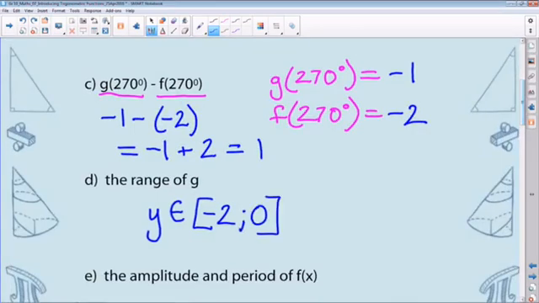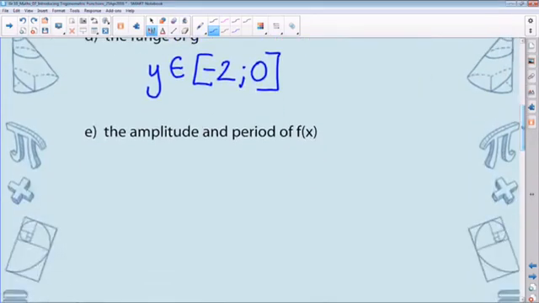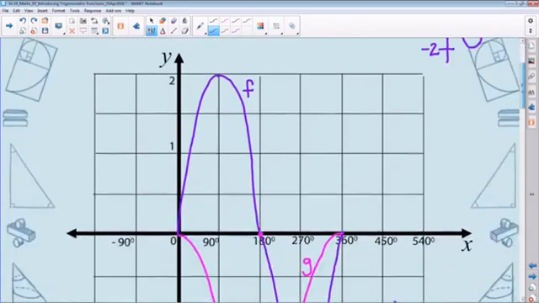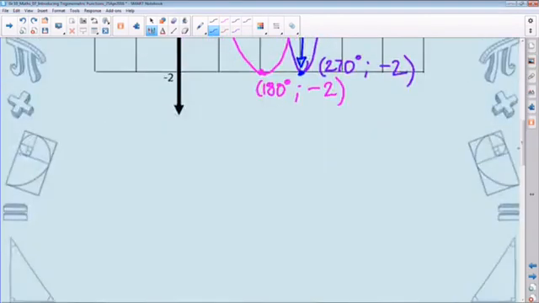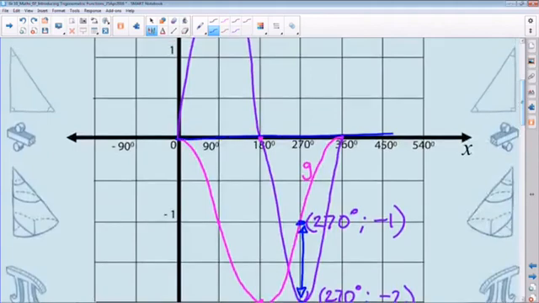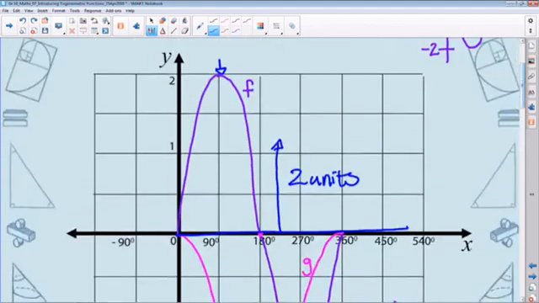Then the amplitude and the period of f of x. The amplitude is the height from the middle point. Now f goes up to 2 and it goes down to -2. So that means it has an amplitude of 2, because from the middle point of the function up is 2 units. And then its period, the amount of time it takes to cover one cycle, is 360 degrees.